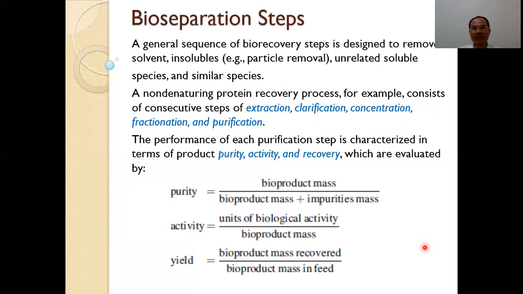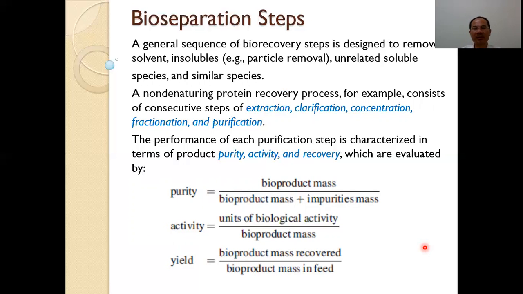A general sequence of biorecovery steps is designed to remove solvent, remove insoluble solid particulate, remove unrelated soluble species, and similar species. For this case, we may classify it into about 3, 4, or 5 steps: fraction, clarification, concentration, fractionation, and purification. We will talk about these in the next slide.